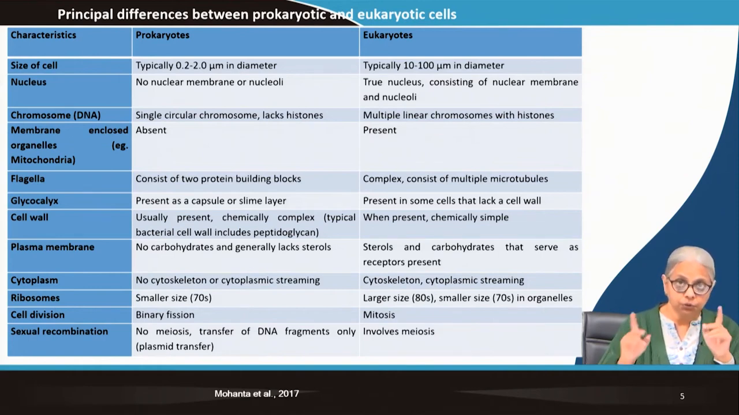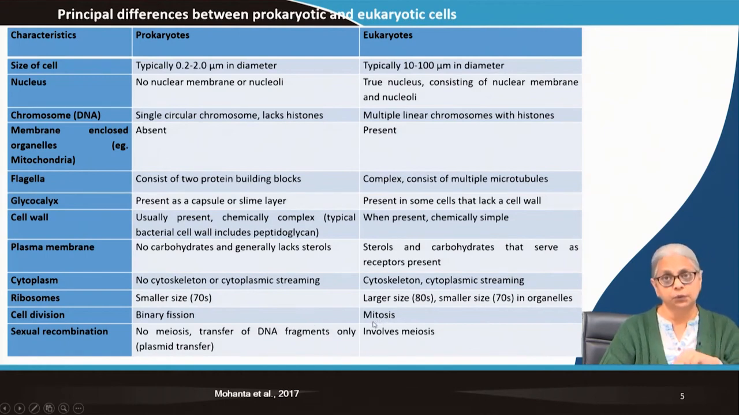Cell division in prokaryotes is strictly binary fission. So there is no sexual reproduction in general. By and large, most of the time, there are very few exceptions. You have binary fission as the method of reproduction. In eukaryotic cells, you can have both. You can have binary fission, you can have asexual reproduction as well as sexual reproduction. Where there is sexual reproduction, there are two processes, mitosis and meiosis.